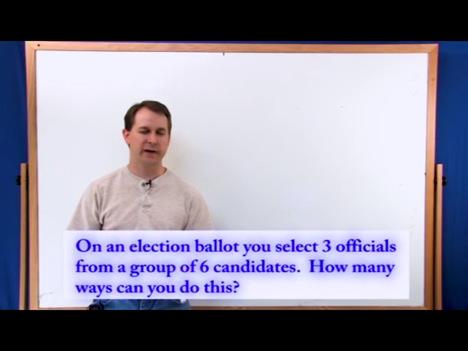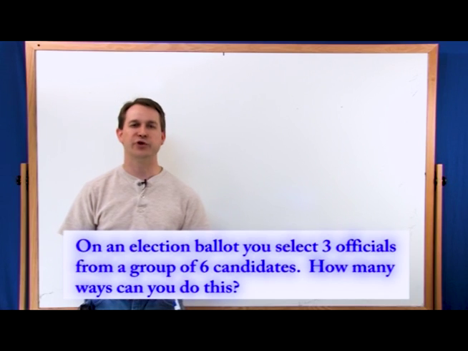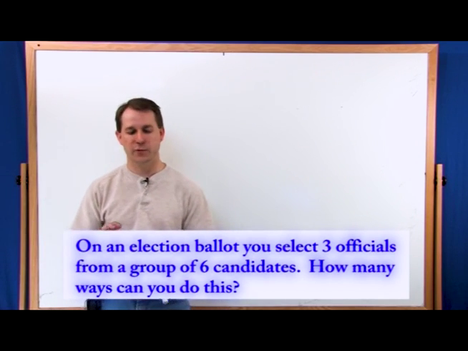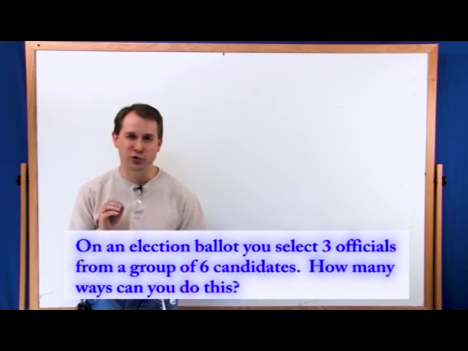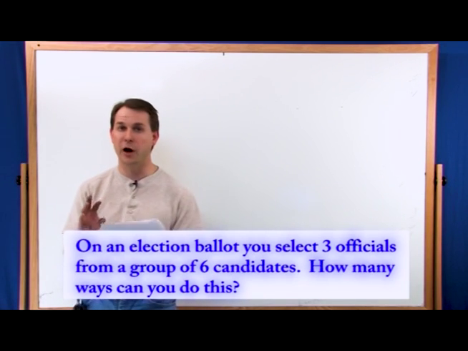Okay, the first problem says, on an election ballot, you select 3 officials from a group of 6 candidates. How many ways can you do this? Okay, so when you first read these problems, it's crucial that you really figure out, is it a problem in permutations or is it a problem in combinations?